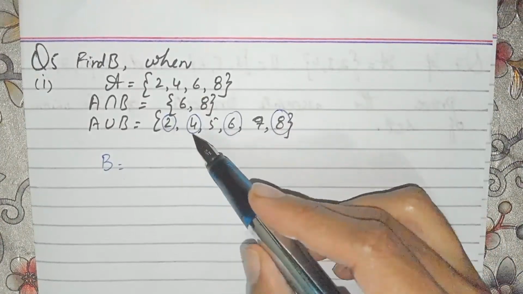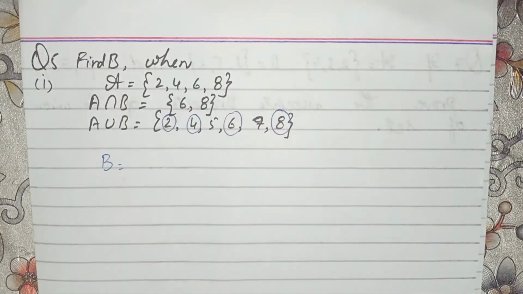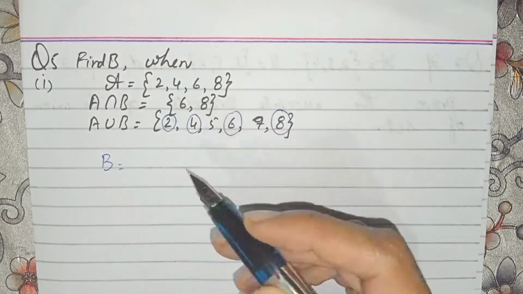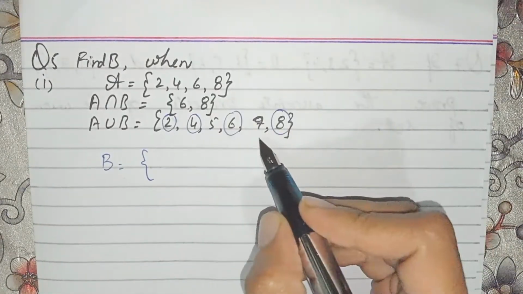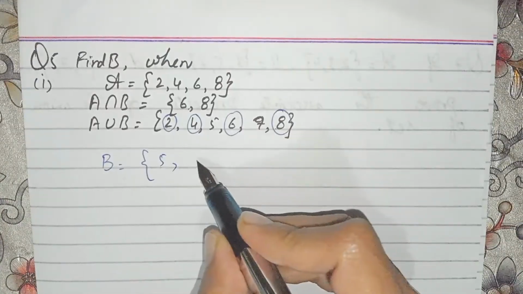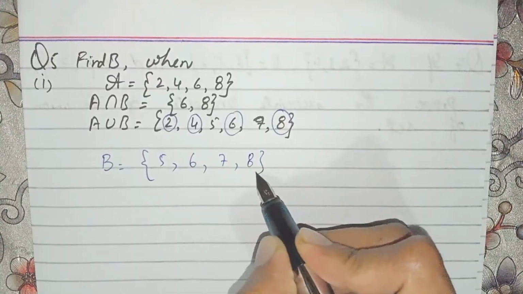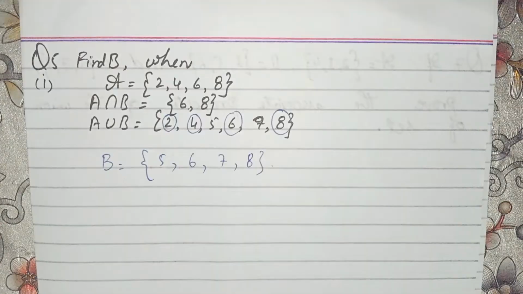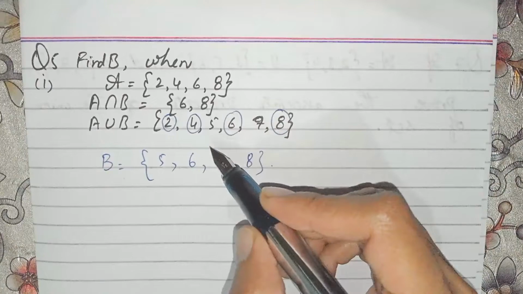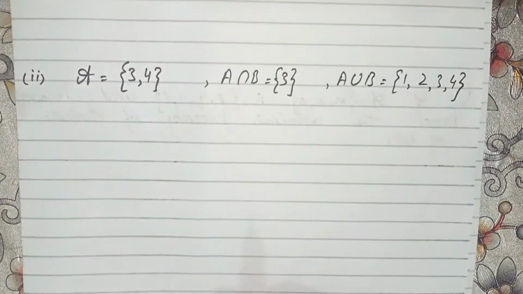Now these are the four values of the A set, and the values which are left are present in the B set. We also know that the common values are present in B also. So we can write very simply 5, 6, 7, and 8. These are the values which are present in set B, because all the information is given to us and we can easily find the values. Now let's see part number 2.